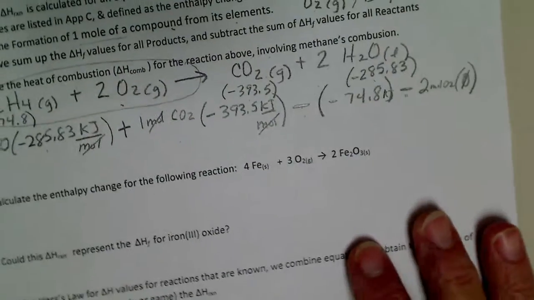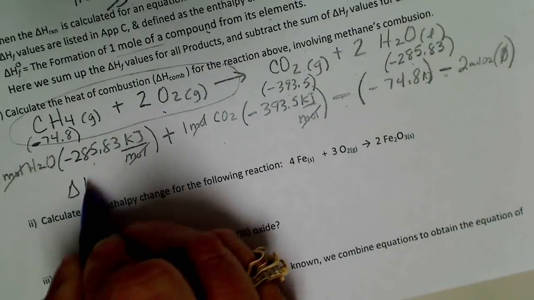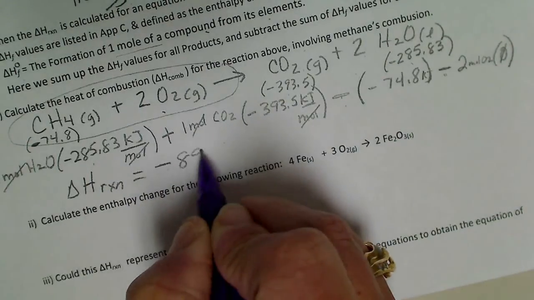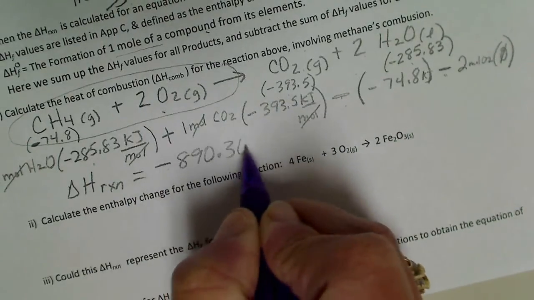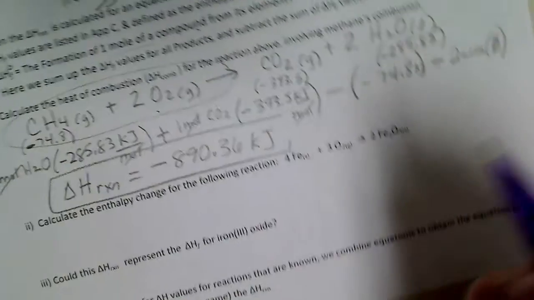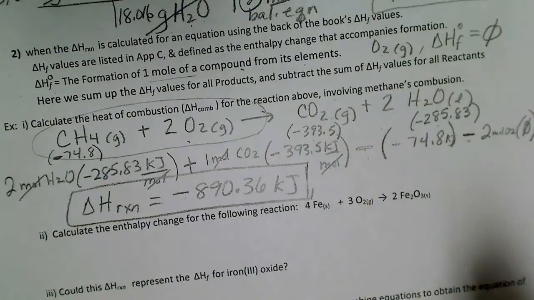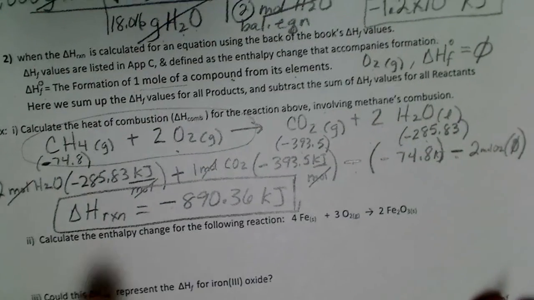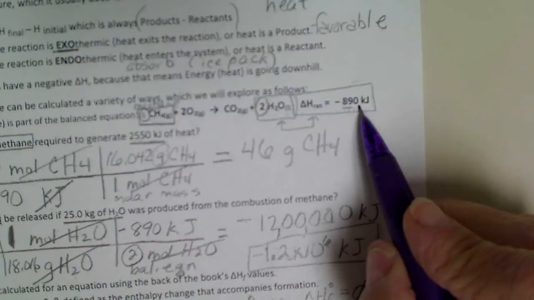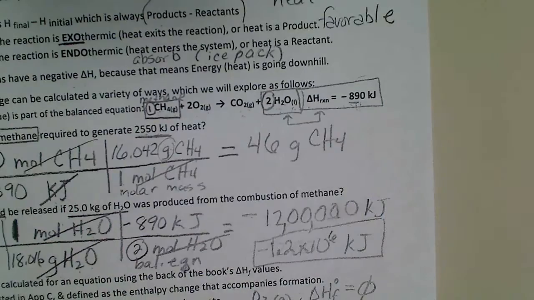So I'm just going to write that down. So delta H for this reaction is negative 890.36 kilojoules. And that is the value that was given in our initial example.